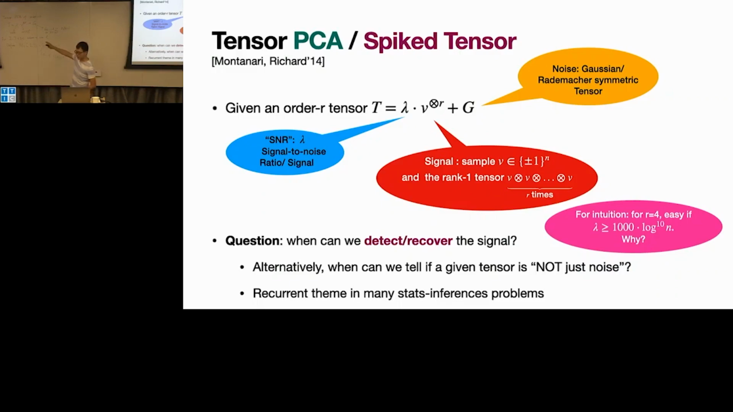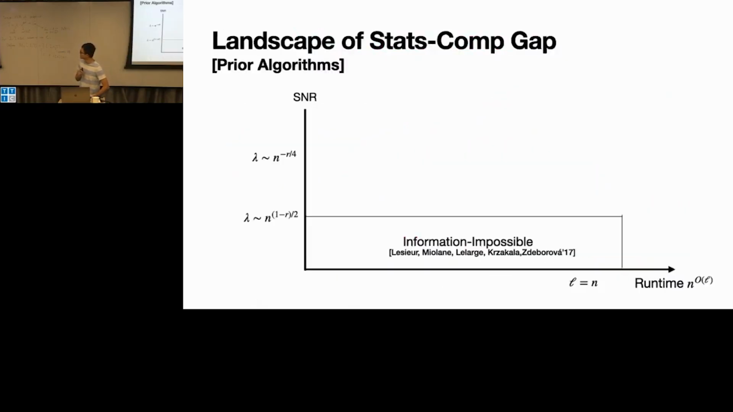So when lambda is big enough, you can clearly solve this question. But is this the best we can do? Not quite, maybe. Here's what we know about this problem. When lambda scales as n to the 1 minus r over 2, so in fact an inverse polynomial, once lambda is at least this threshold, this question can be solved. We have enough information if we don't care about runtime.